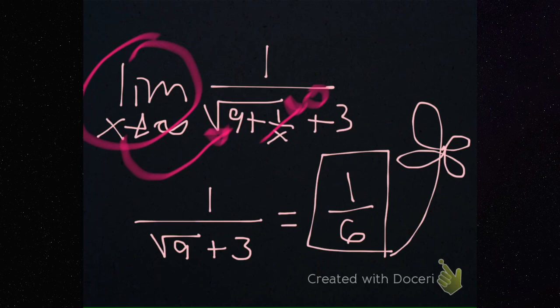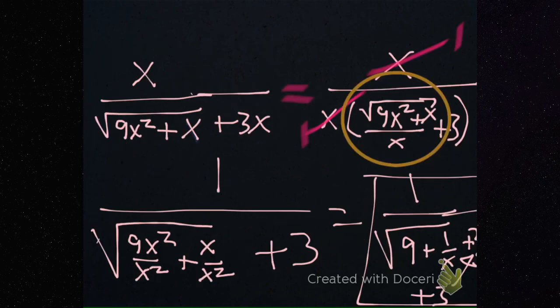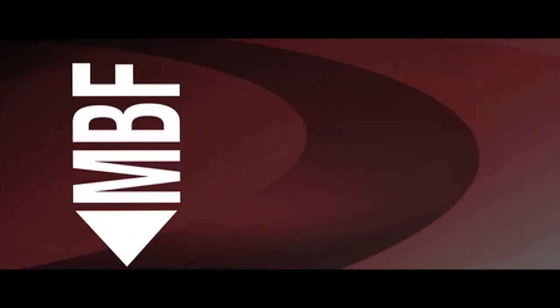Box and flower. What questions? Yeah. How'd you get the 9x squared over x squared? The 9x squared over x squared? Yeah, in the root. In the root? Yeah. This part? The bottom left. Yeah. So this part?